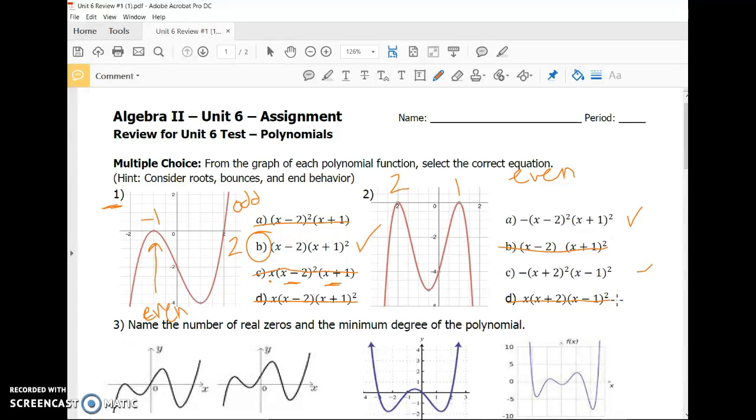Now we have to look to see if the zeros are in the right spots because they both bounce. Well, this one, 0, is at -1 and +2. But we wanted the zeros at -2 and +1, so that one actually fails. While C would be the correct choice.